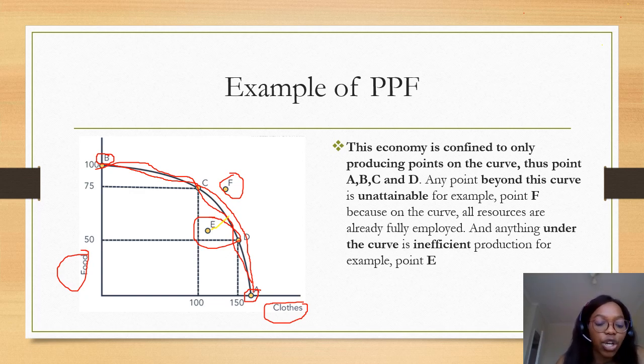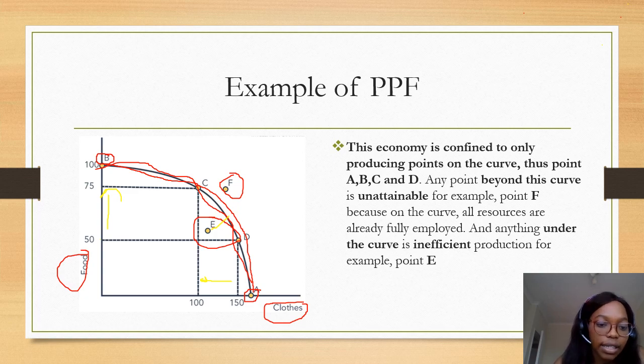To see the trade-off relationship, let's use point C and D. So let's say, for instance, in this economy, all of a sudden people want more food. So instead of producing 50 food items, they want to increase it to 75. What needs to happen? They would need to decrease their clothing items from 150 to 100. So how did they get there?